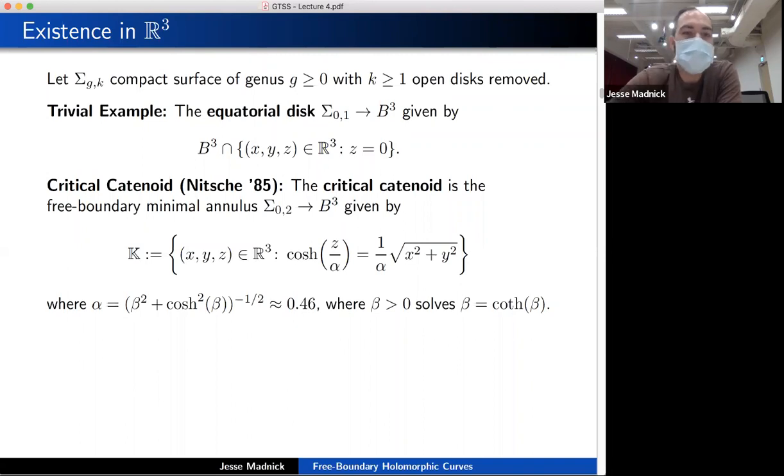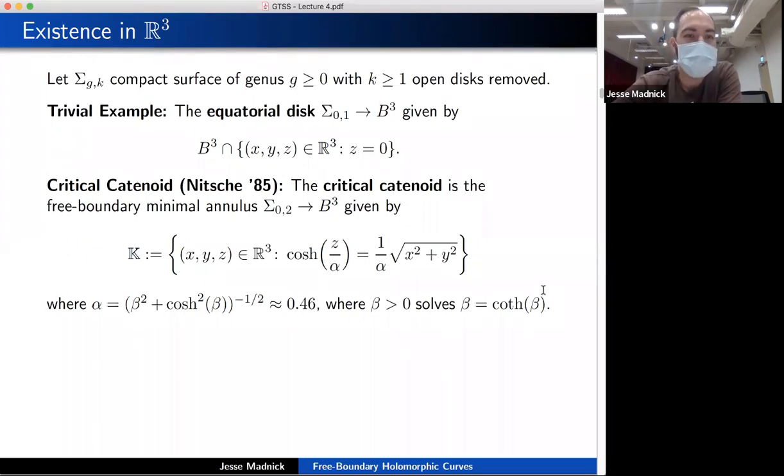A more interesting example is the so-called critical catenoid. I'll give you a picture in a second. The critical catenoid is a free boundary minimal annulus, and it's this one here, usually denoted K. It's a particular one where this number alpha is approximately 0.46, and it's obtained by this formula where beta is the unique positive solution to this equation.